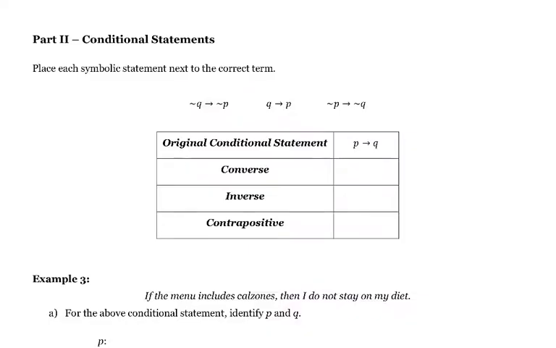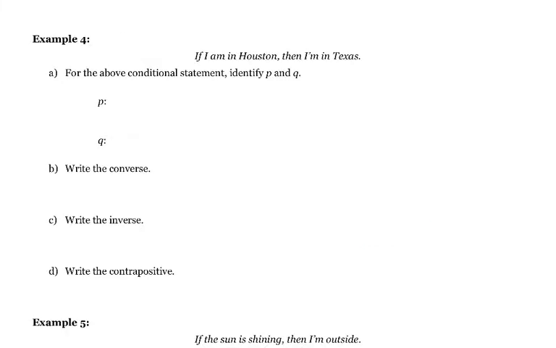Now, remember from our previous video on truth tables for conditional statements, we looked at converse, inverse, and contrapositive. Remember, the converse is when you flip them. The inverse is when you negate them. And the contrapositive is when you do both. You flip and you negate. Okay. Let's skip to example 4.